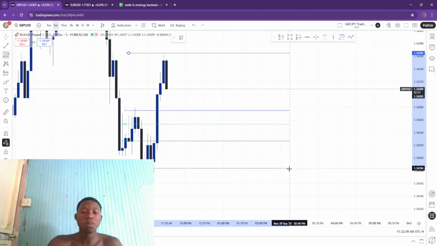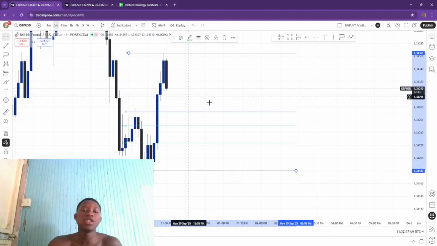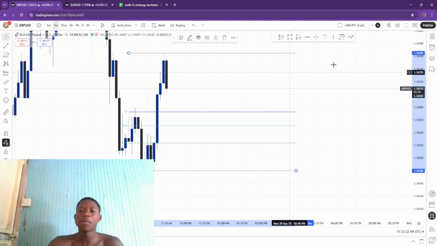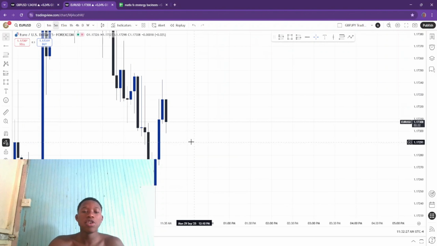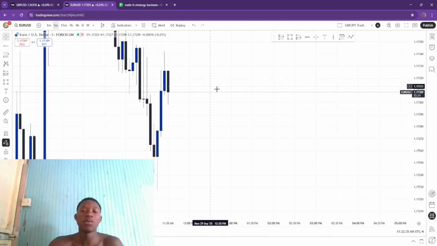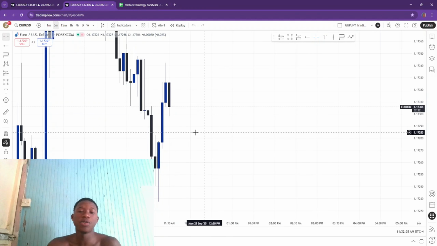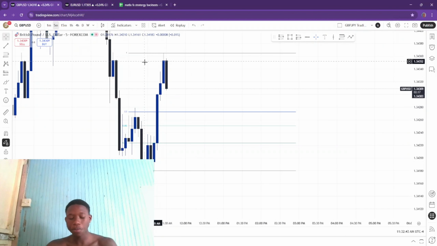We have two FVGs on GBP USD, but that FVG was filled, so we're not going to take that trade. Another not A plus setup, so we're not going to take it. Euro USD didn't break any previous structure, and it doesn't have two unfilled FVGs, so we're not going to take it either. So both of these trades are not A plus setups, so we're not going to take them.